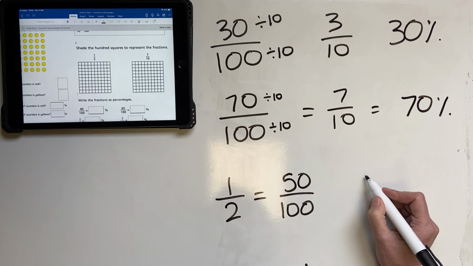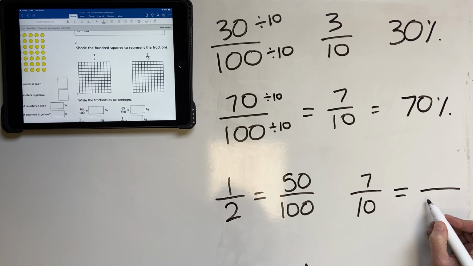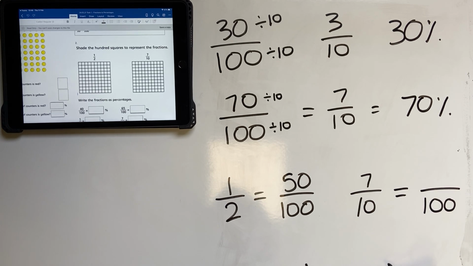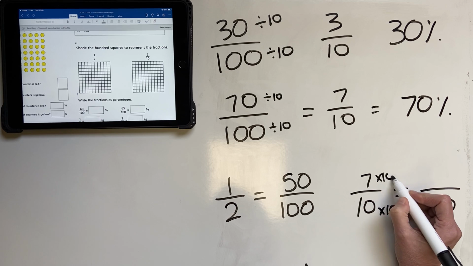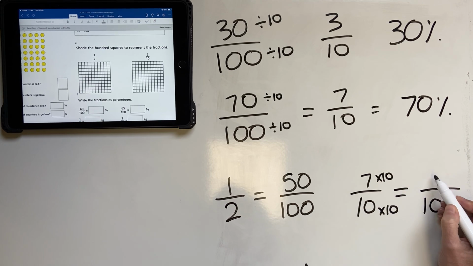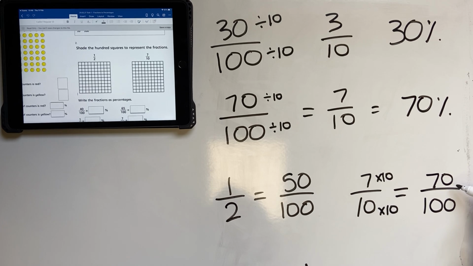And here, 7/10, what is the equivalent in hundredths? So what do I do to 10 to convert it into hundredths? I multiply it by 10, which means I have to multiply the numerator by 10. So 7 times 10 is 70. So 7/10 is the equivalent of 70 hundredths. So for this one here, you need to colour in 70 out of 100.